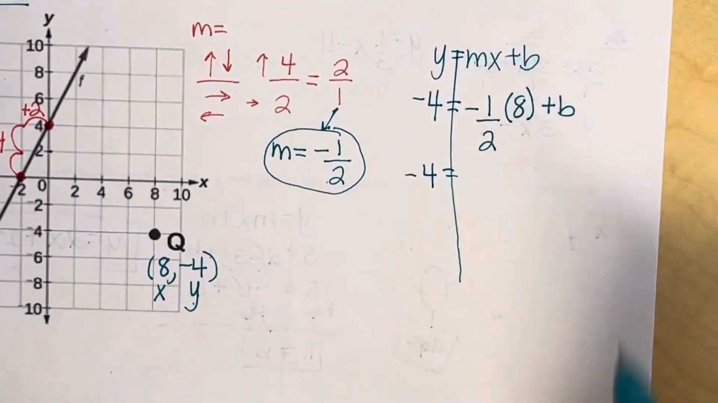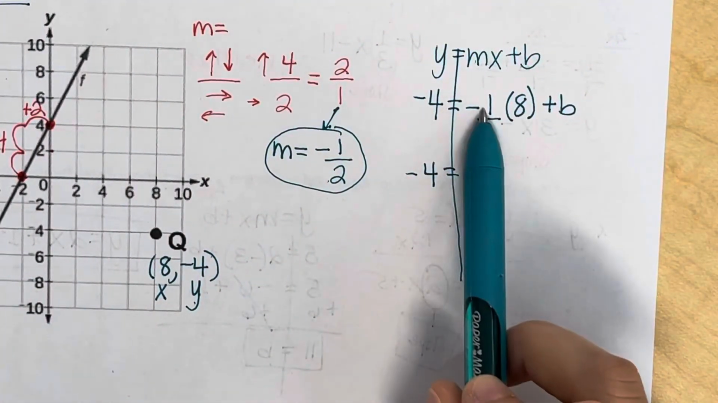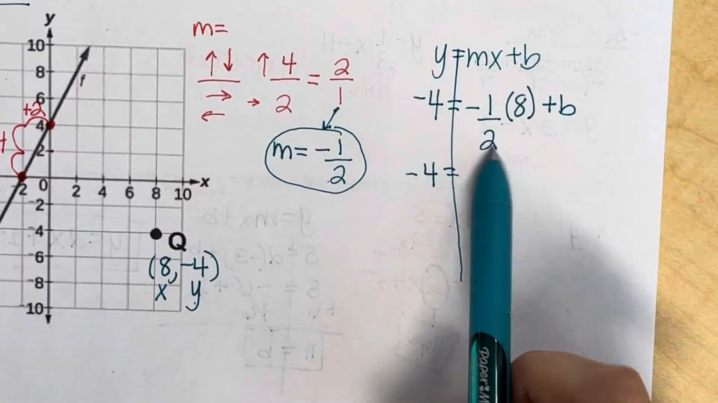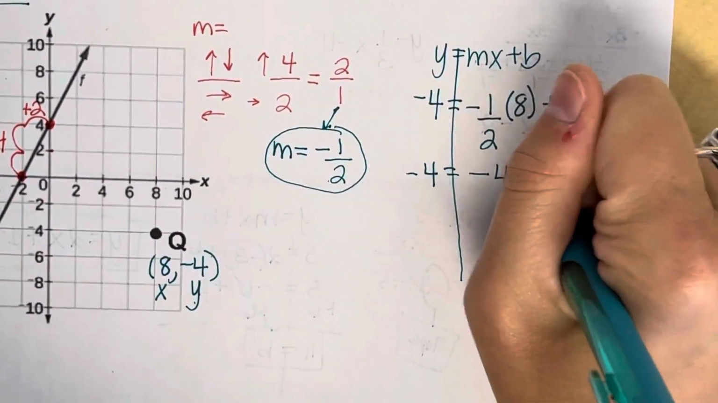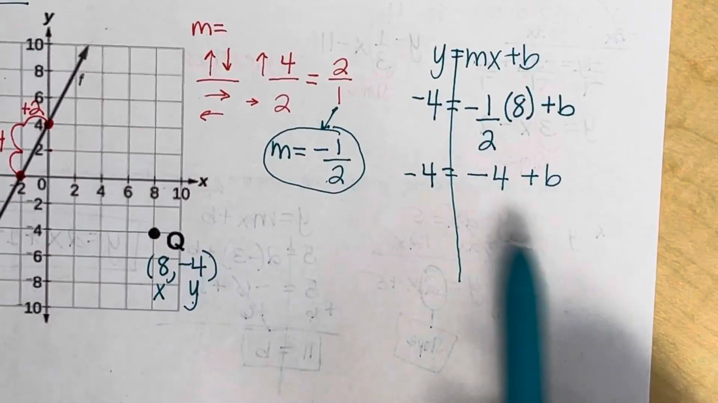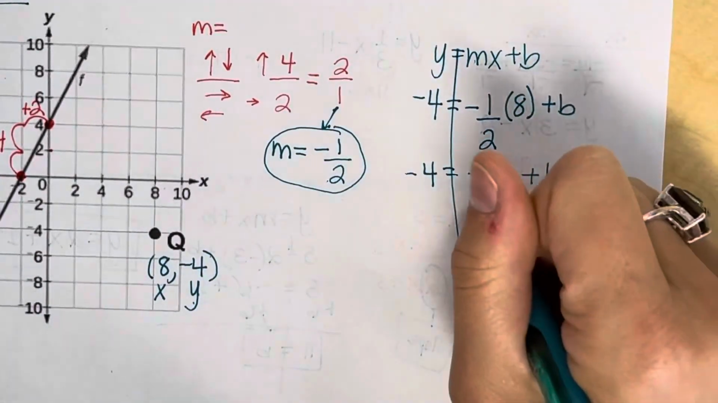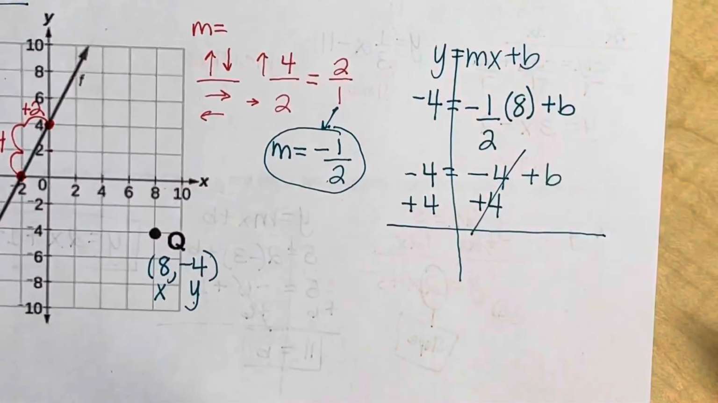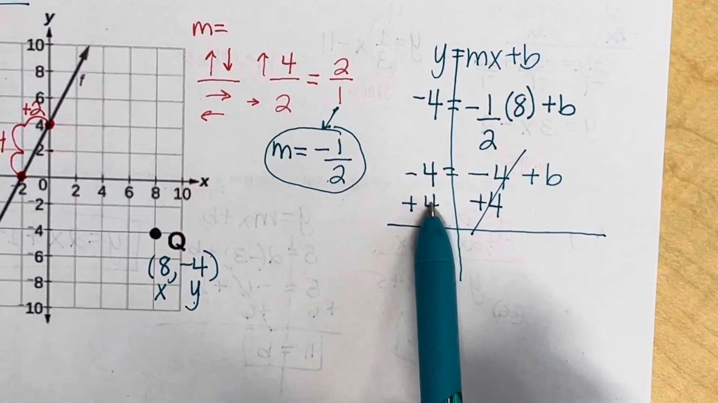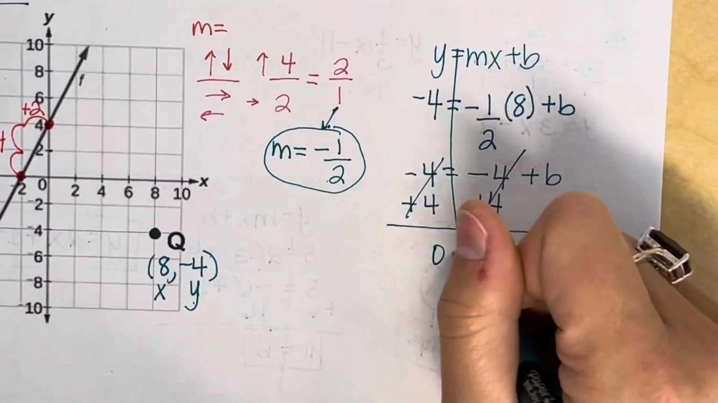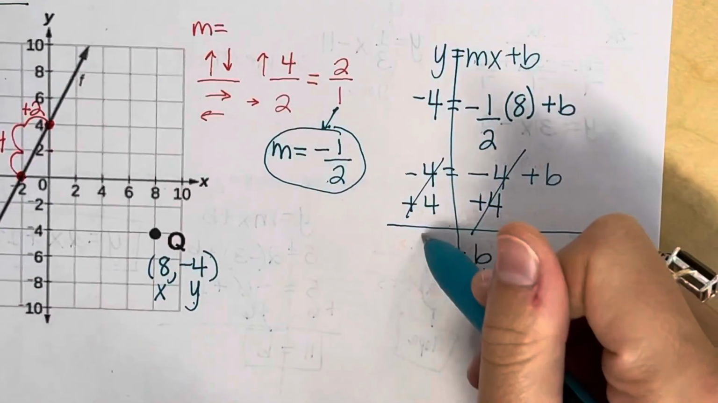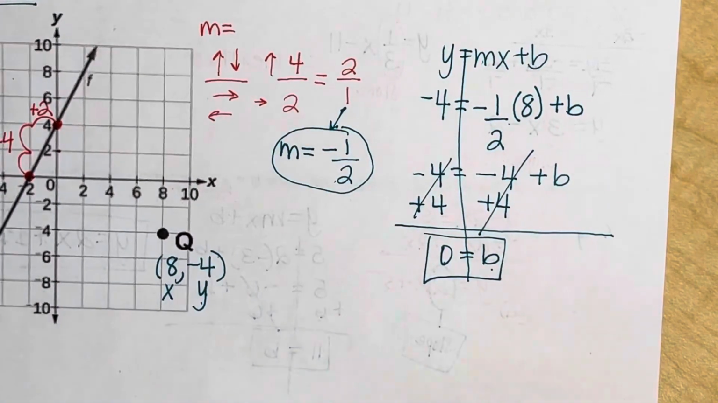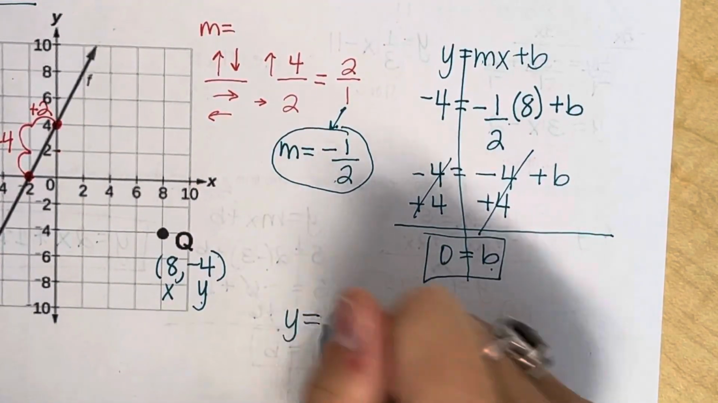Okay, fractions, I multiply on top and then I divide by the bottom. So -1 times 8 is -8. -8 divided by 2 gives me -4. And then to get the b value all by itself, I'm gonna move this -4 to the left side by adding 4. Now what you're gonna notice is it cancels over here, but guess what? -4 plus 4 also cancels. It just gives me 0. So my b value is just 0.